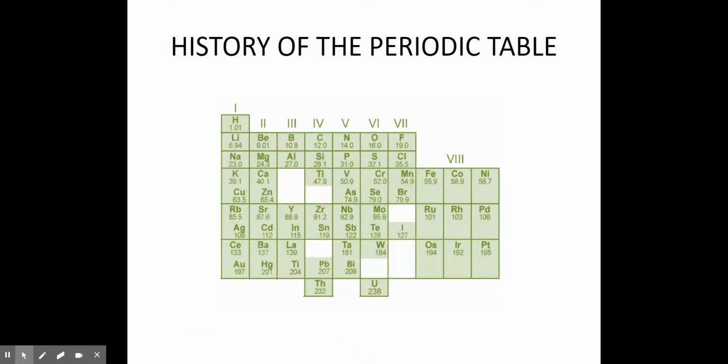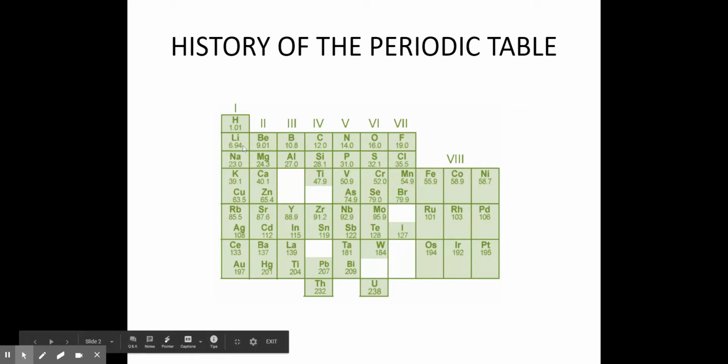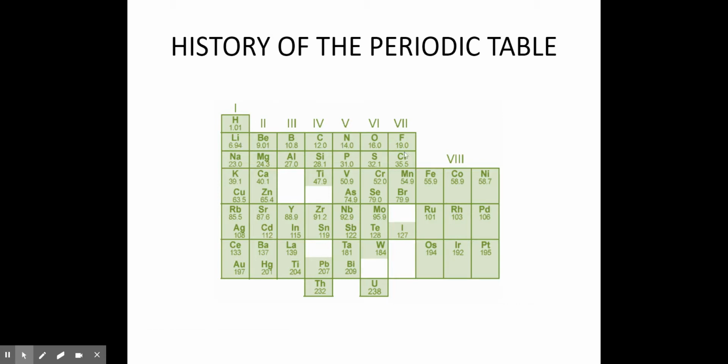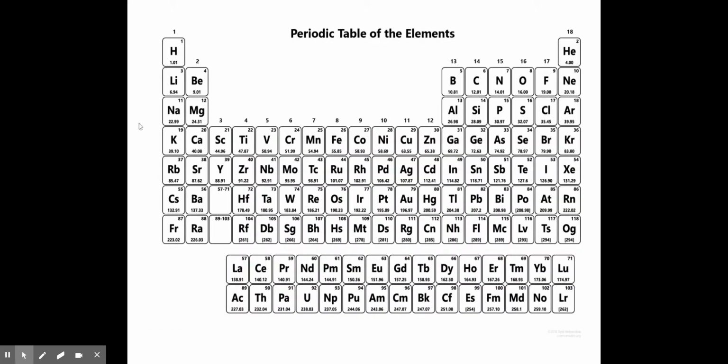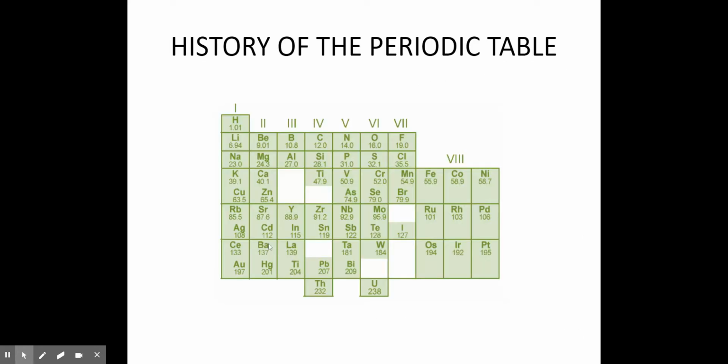So the original periodic table did not look like the periodic table that we have today. Notice that lithium, beryllium, boron, carbon, nitrogen, oxygen, and fluorine are straight across on this one, whereas if you look at the modern one, there's a big gap. So we've learned a lot in a few short years.